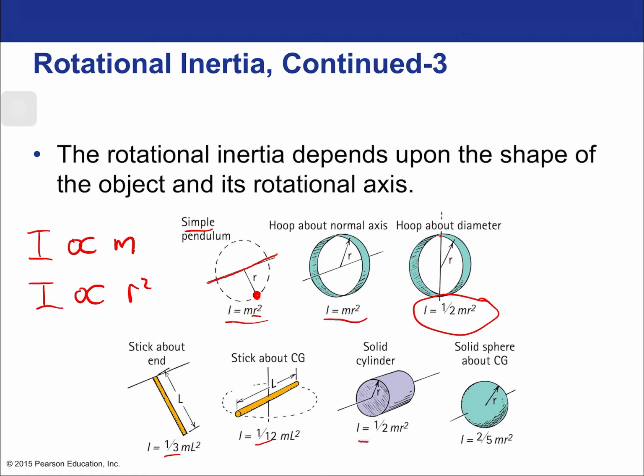Other common shapes: the cylinder is 1/2, and the sphere is 2/5 mr squared. All of these values can be found directly through integral calculus.